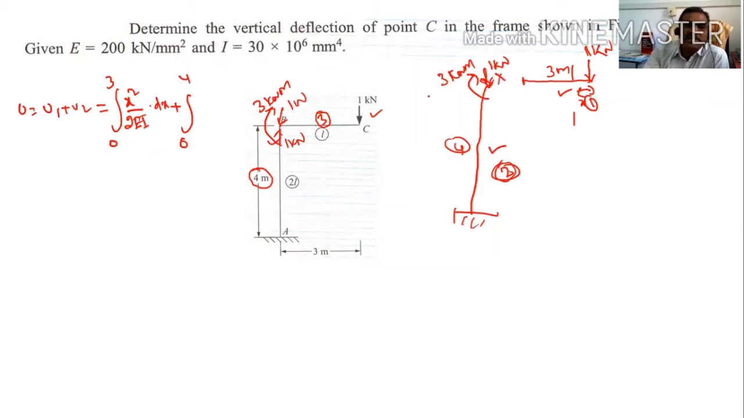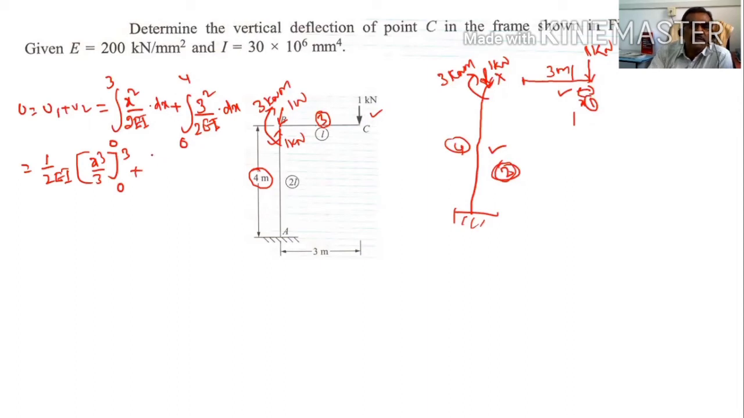Then the moment. The moment is directly given. So 3, 3 square, M square, 3 square divided by 2EI into dx. Now you can take the common terms outside. What are you going to take outside? 1 by 2EI. Then integral of X square is X cube by 3, with limits 0 to 3.